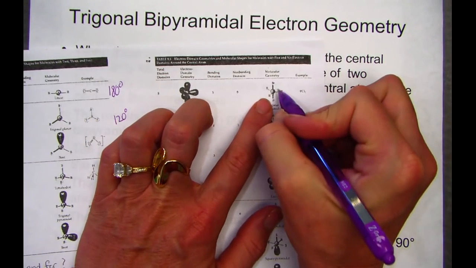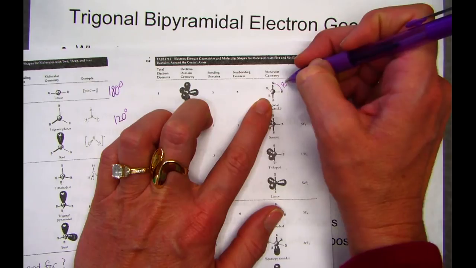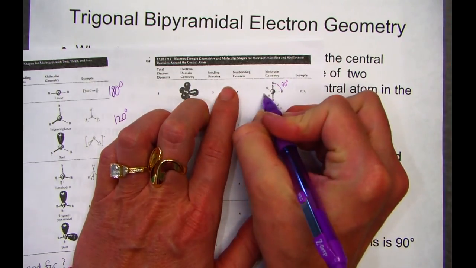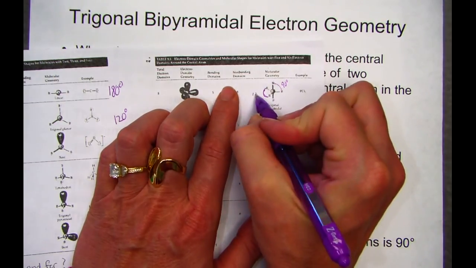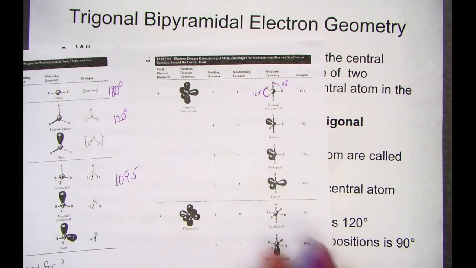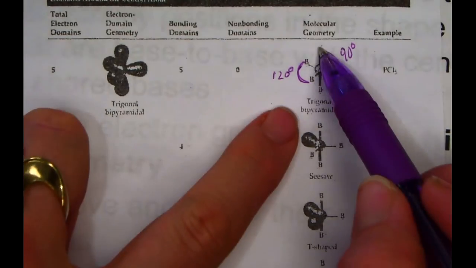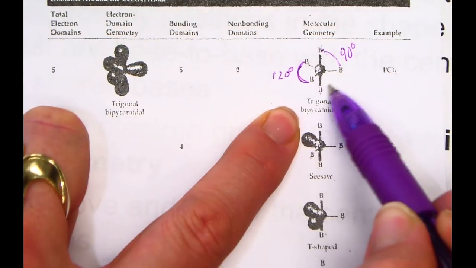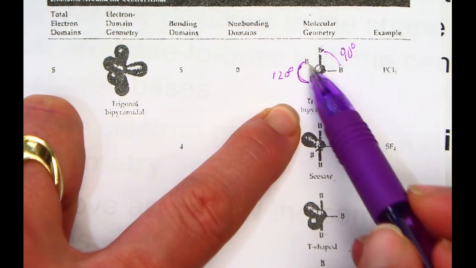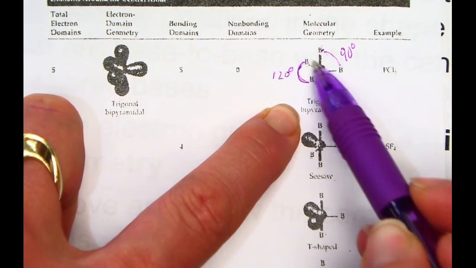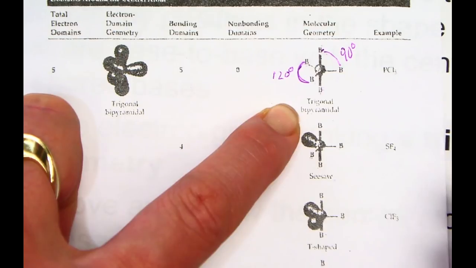Here's what we're saying. Between the equatorial and the axial position, this is a 90 degree bond angle. Between an equatorial to another equatorial, those are 120 degrees for the bond angle. Let me blow that up so you get a closer look. There are two sets of bond angles, straight up and down, 180 degrees from top to bottom, known as the axial position. There are three that create a triangle around the equator of the central atom. A triangle has 120 degrees as a bond angle.